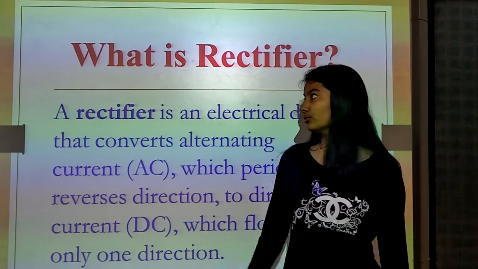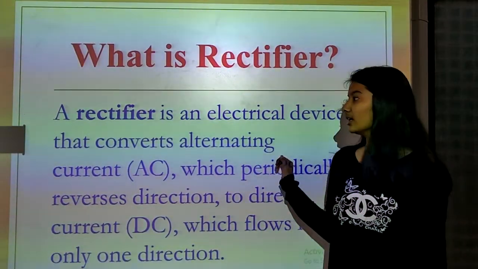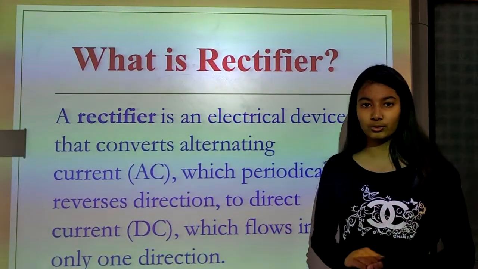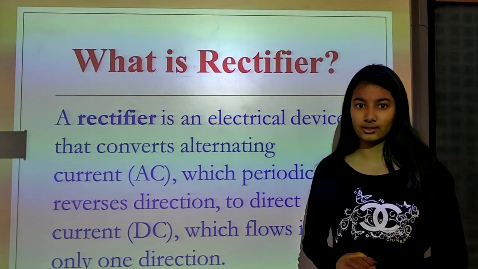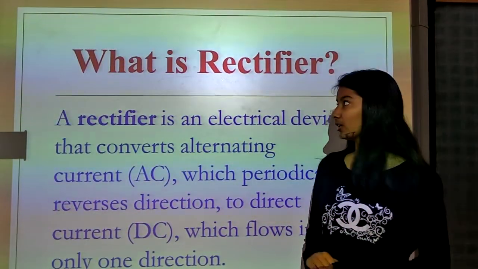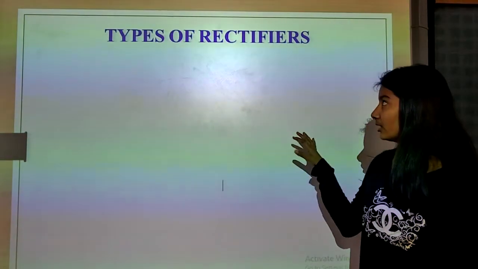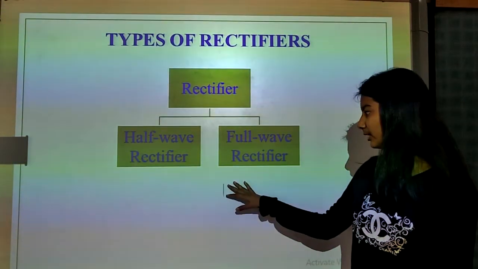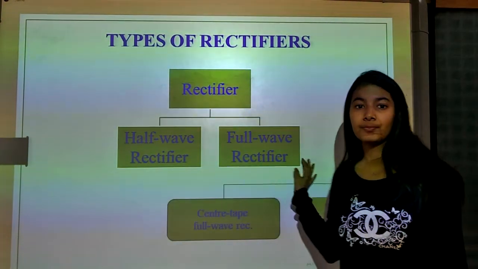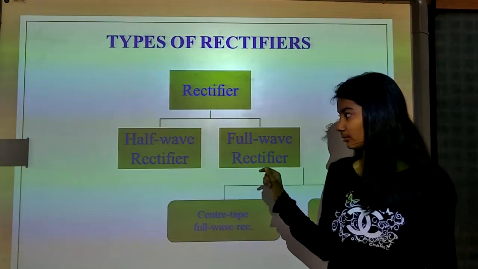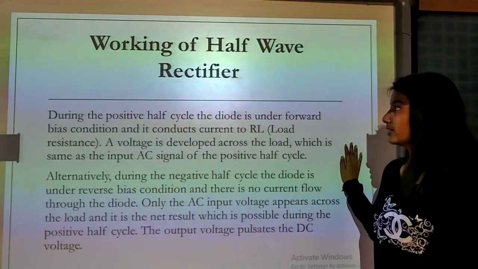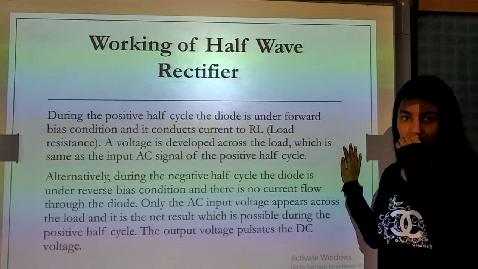So, what is a rectifier? It's an electrical device which converts AC voltage into DC, allowing current in only one direction. Basically, there are two types of rectifiers: half-wave rectifier and full-wave rectifier. We are going to explain the half-wave rectifier in this presentation. Here is the working of the half-wave rectifier.